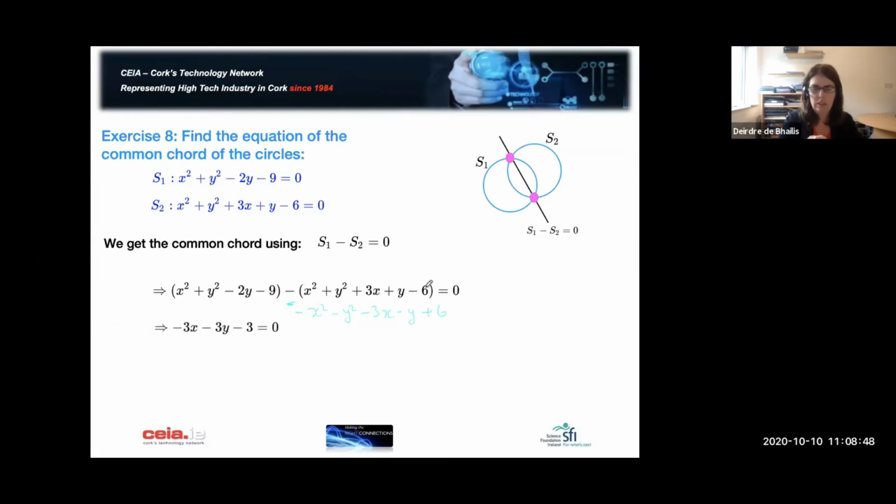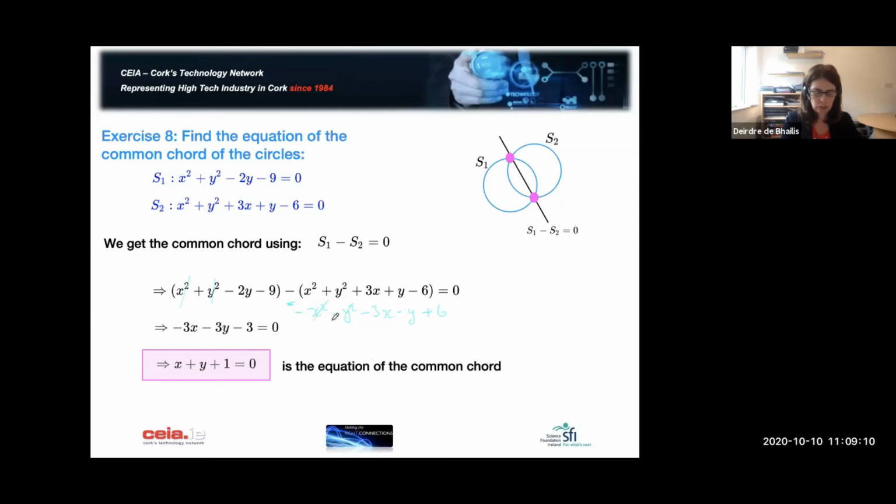What that does is it tidies down. As I said before, the squared components are simply going to go away, and we will be left with an x and a y and a constant component. And that gives us this equation, x plus y plus 1 equals 0. And that is our common chord.